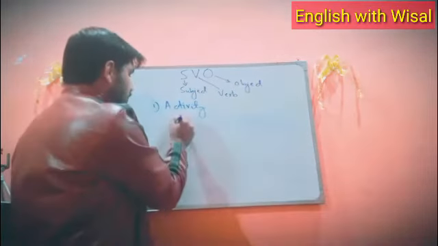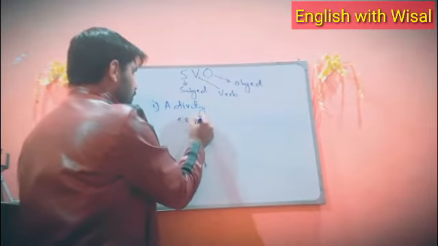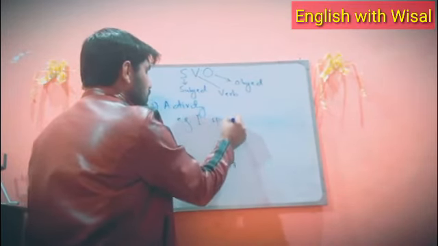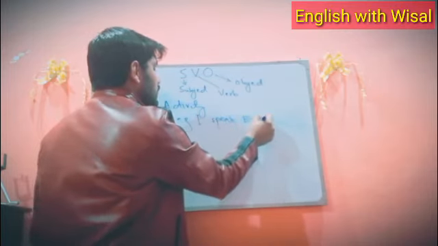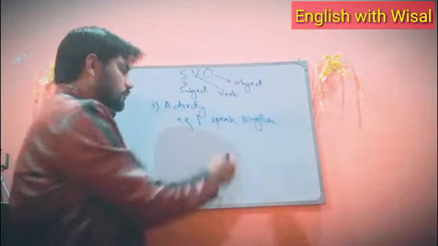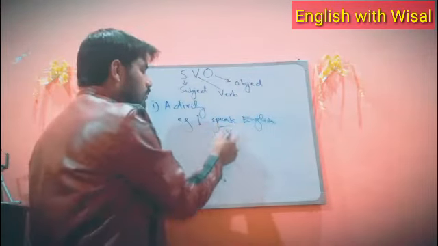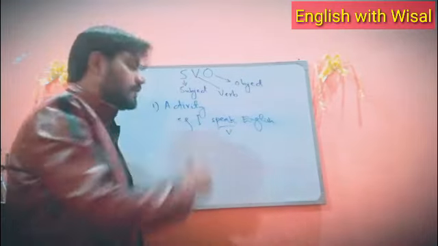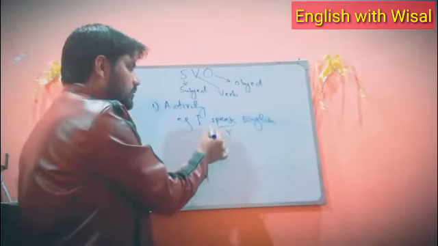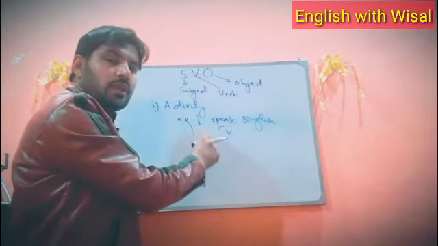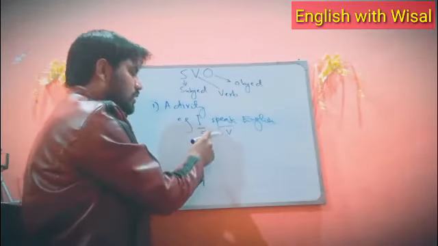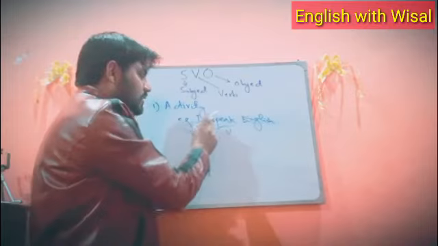For example, I speak English. So in this sentence you see that speak is the verb because this is the activity, this is the action. Speak is the verb because this action is performed by this subject, I. So in this sentence I is the subject and speak is the verb.